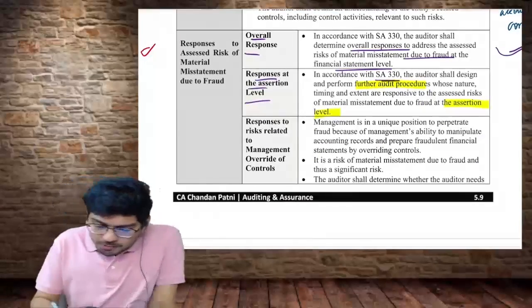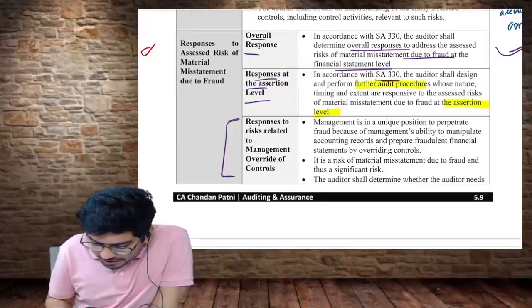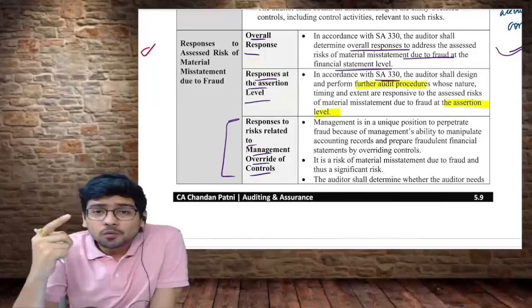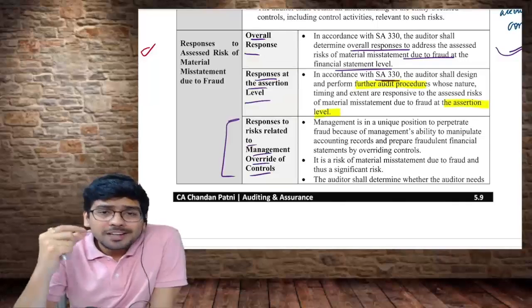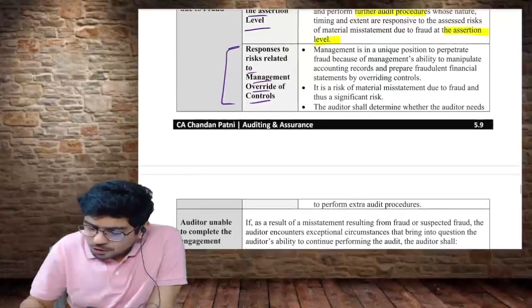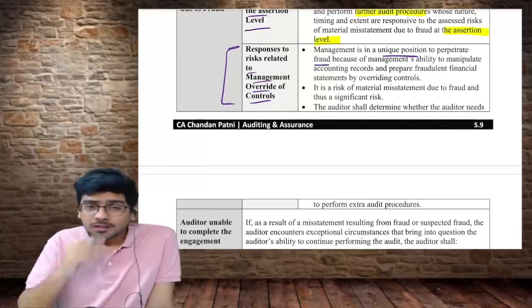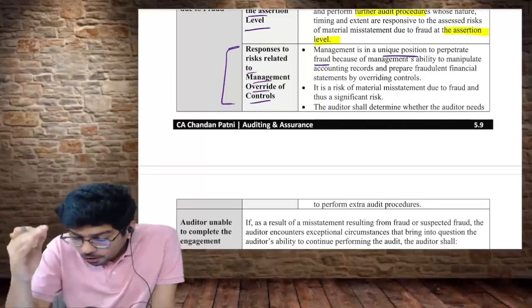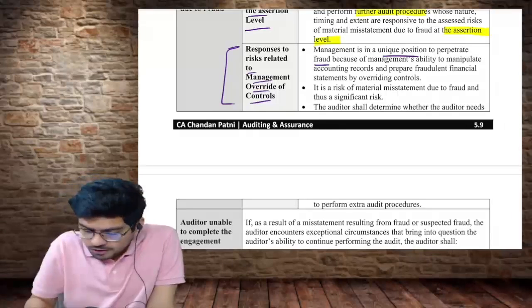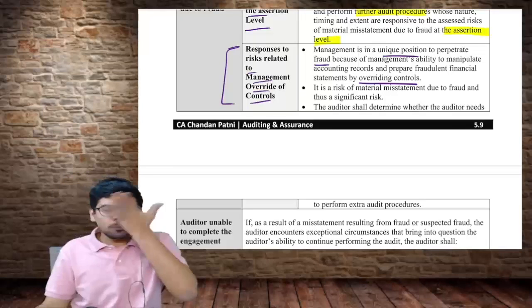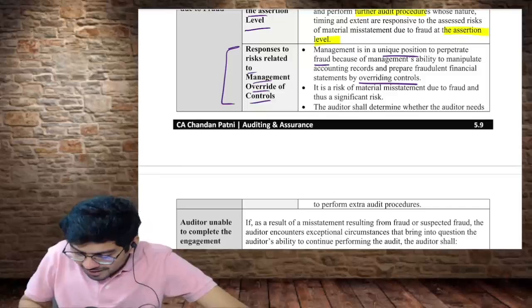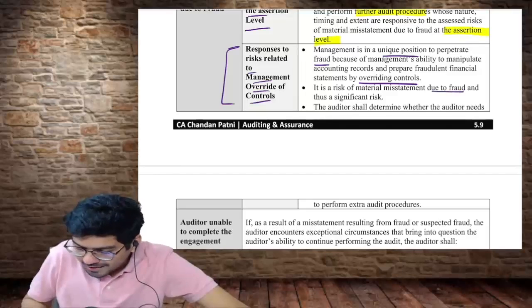Now this point, response to risk related to management override of controls. When I see that management has overridden the controls, what all do I need to do here? The point here is, management is always in a unique position to perpetrate fraud. They can always indulge in a fraud because of the management's ability to manipulate accounting records and prepare fraudulent financial statements by overriding the controls. Management is always in a position to override the controls. And it is a risk of material misstatement due to fraud and thus a significant risk.